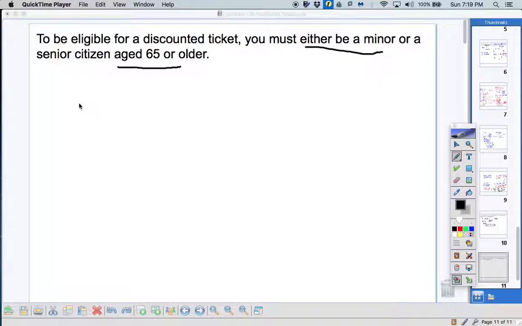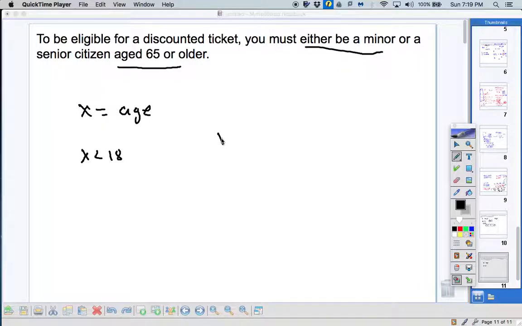So again, we're going to start with our variable. I'm going to pick x. You can pick any letter you want with the restrictions we've talked about before. And this is going to represent age, how old we are. Okay, so the first one says you must either be a minor. Well, a minor means that you have to be less than 18 years old, because at 18 you're an adult. You could be 17 and 12 months, but you cannot be 18. That's why we're not going to use the equal symbol here, because you cannot be 18 to be a minor.